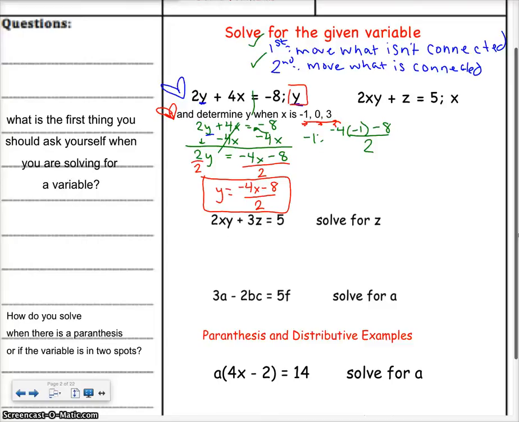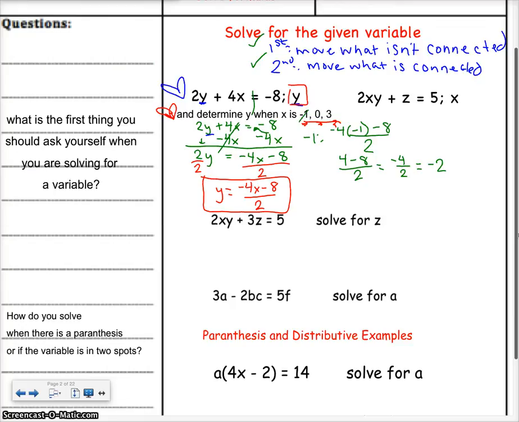So when x is negative 1, here's what we got: negative 4 times negative 1 minus 8 over 2. What's negative 4 times negative 1? Four. So this turns into 4 minus 8 over 2. 4 minus 8 is what? Negative 4 over 2, which is negative 2. There's 1. I did that one.